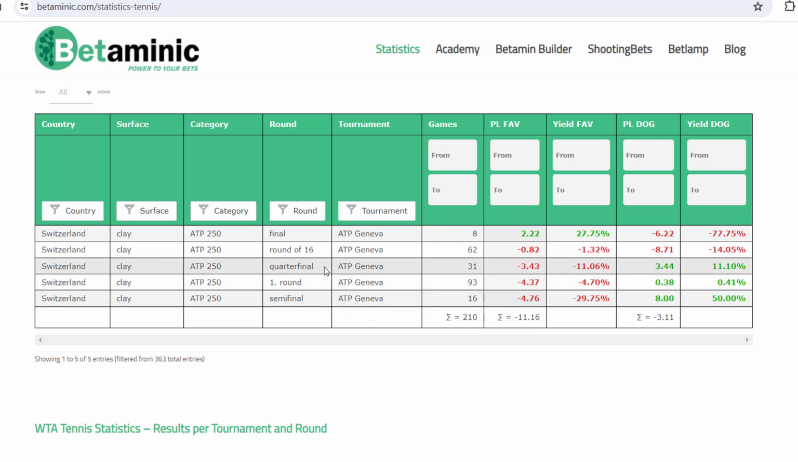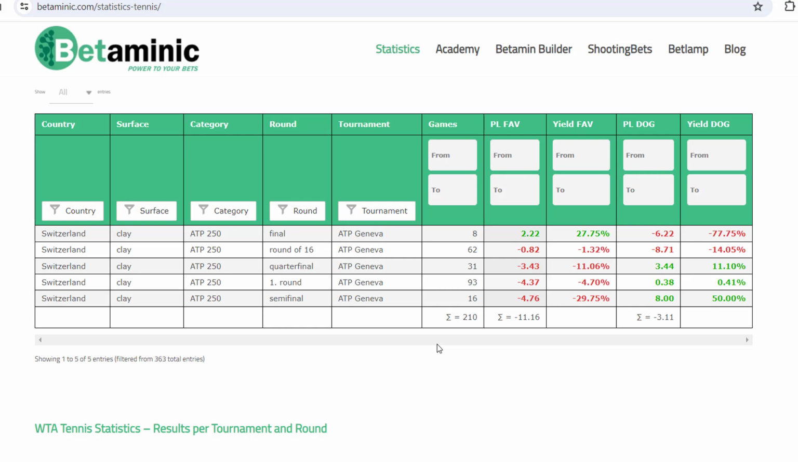But again, in the quarterfinal, semi-final, backing the underdog has led to profit over the past 10 years. And then in the final, backing the favorite has led to profit. This doesn't mean it's going to work every time. This could just be variance, but it could also be a sign of a general error by whatever tennis modeling system they have to get the odds right for those rounds in that competition.